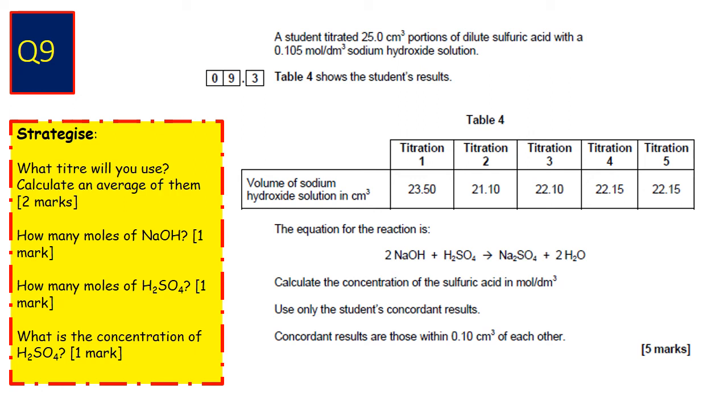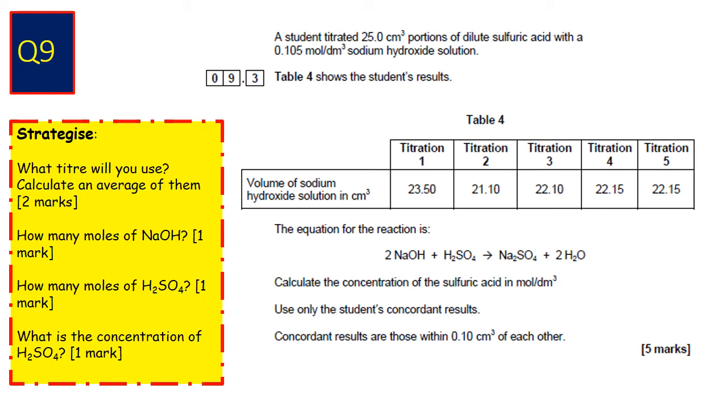So a titration question here, and there are lots of parts to this, but there are lots of marks to be gained, even if you're intimidated by these questions right at the end of the paper. So a student titrated 25 centimetres cubed of dilute sulfuric acid with a 0.105 mole per decimeter cube sodium hydroxide solution, and we can see their results there. The equation for reaction is 2 moles of sodium hydroxide react with 1 mole of sulfuric acid to form 1 mole of sodium sulfate and 2 moles of water.